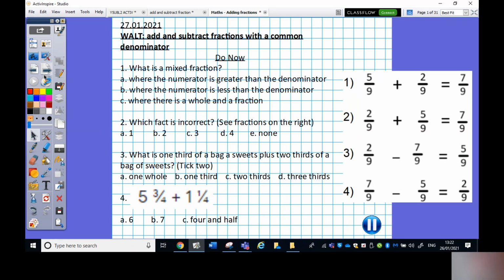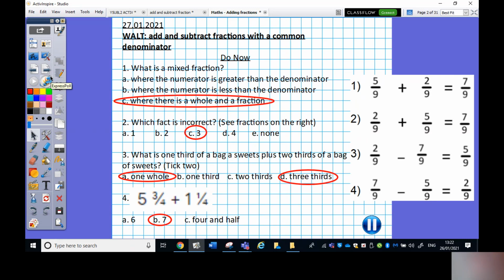Welcome back. How did you do? Let's take a look. Number 1, what is a mixed fraction? It's where there is a whole and a fraction. Number 2, of the fractions on the right, which one is incorrect? It was number 3. You can't subtract 7/9 from 2/9.